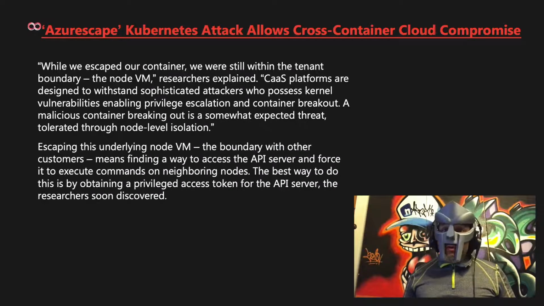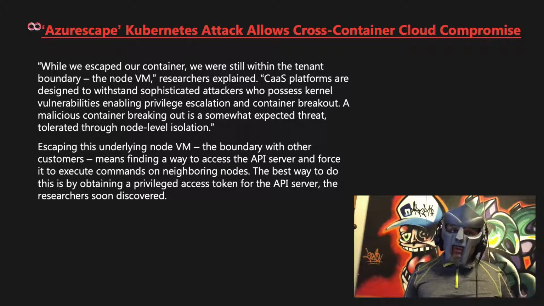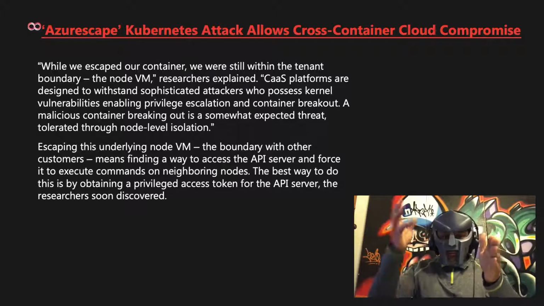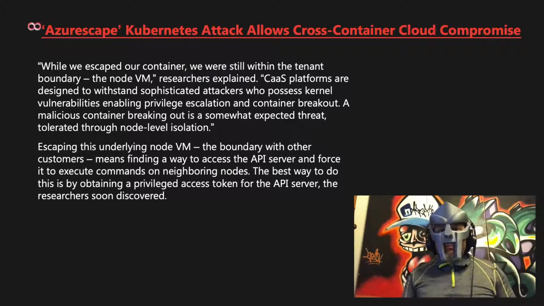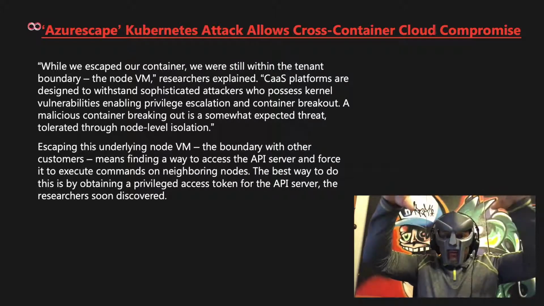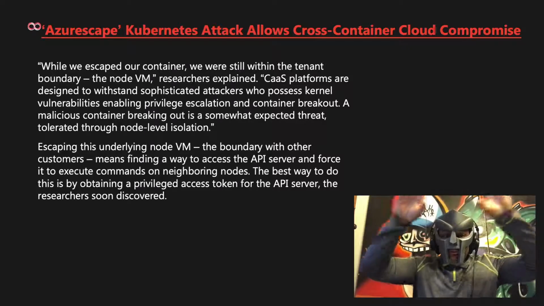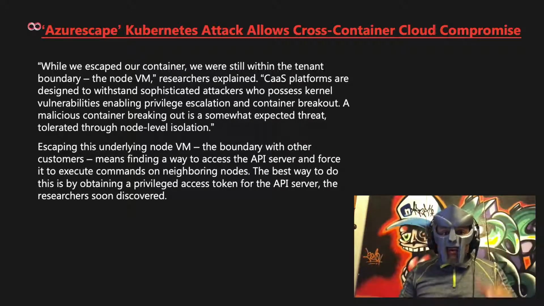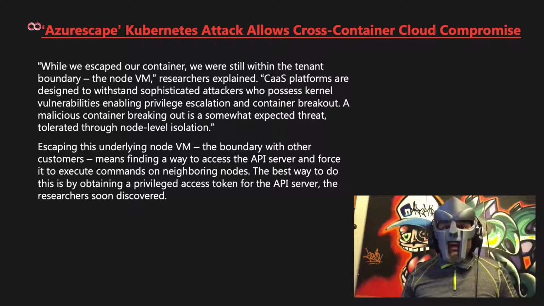Escaping this underlying node VM, the boundary with other customers, or the wall between customer A and customer B, means finding a way to access the API server, the software or server that sits above all of these nodes and controls them individually in sort of a silo mode. The best way to do this is by obtaining a privileged access token for the API server, the researchers soon discovered.